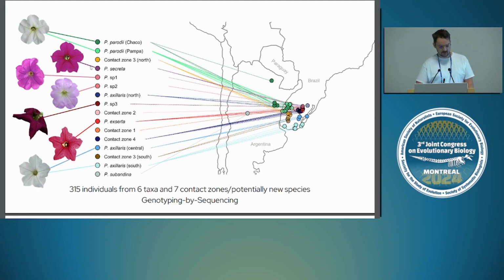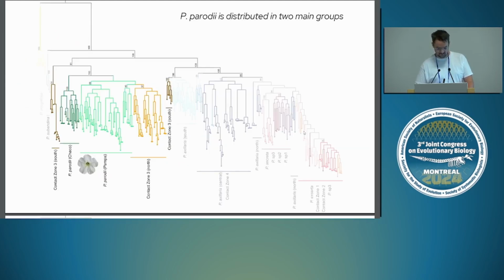And we also have one species that is widely distributed. It occurs in Argentina, Uruguay, and Brazil, and it's hawk moth pollinated. Okay, so I'm going to go over the main results that we found.